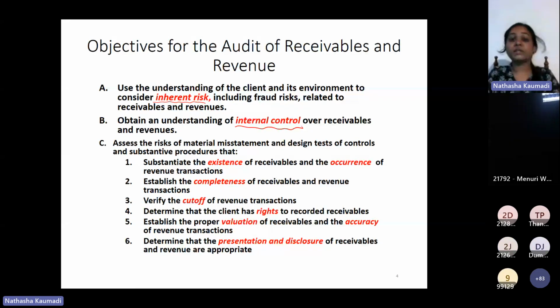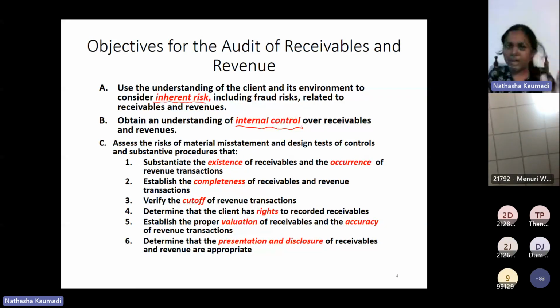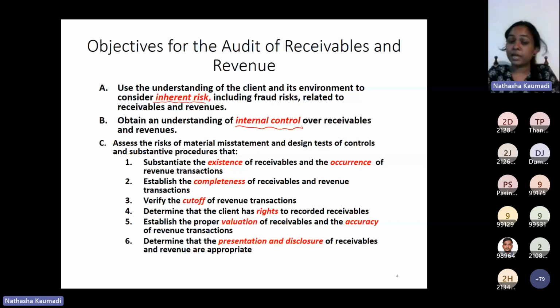In order to test the controls, first of all, you need to identify what controls are there. You can do all these things using a system study. When you start, as in the audit firm, let's say you are starting to audit revenue and trade receivables, you need to do a system study first. System study means you need to study the whole revenue process first of all.